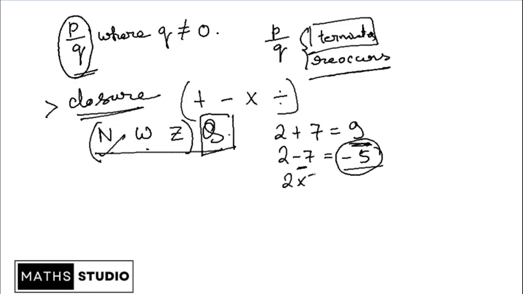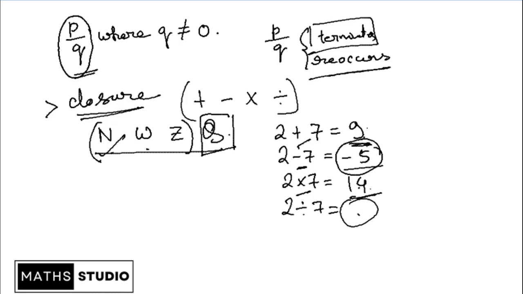Again we come to multiplication. 2 times 7 will give me 14, which is a natural number. So multiplication follows the closure property. Now if you do 2 by 7, again this will not give me a natural number. So in the case of natural numbers as well as whole numbers, addition and multiplication are closed, but subtraction and division are not closed.